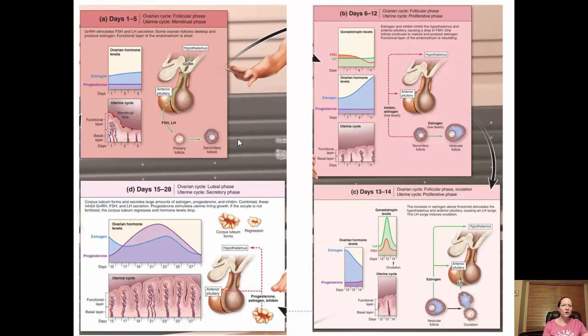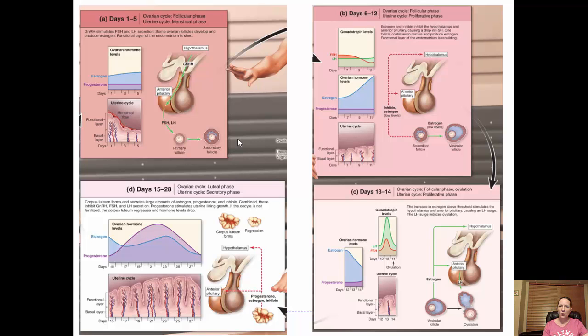So what it's going through is days 1 through 5. It's showing you what's happening to the follicles, how it's going through that whole process of building up, and showing you what's happening to those estrogen levels because the follicles are getting bigger. And it's showing you how that is going to affect, of course, the menstrual cycle as well.